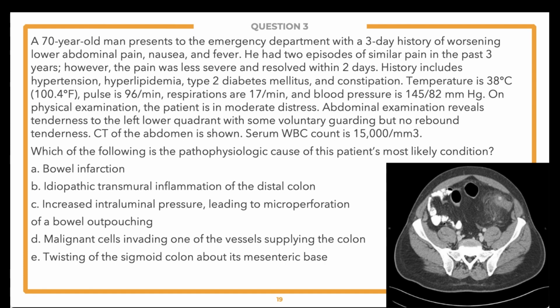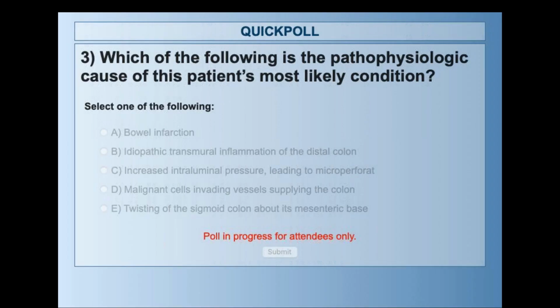Go ahead and take your best shot. Remember, on test day, you don't want to leave any questions unanswered. You're not going to be penalized for it, so make sure you knock them all out.